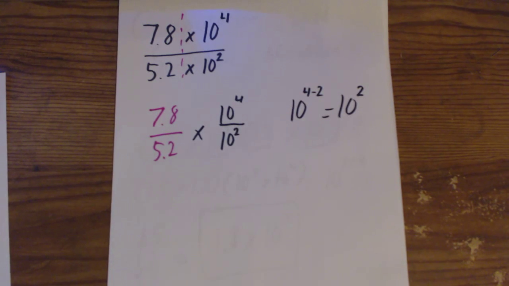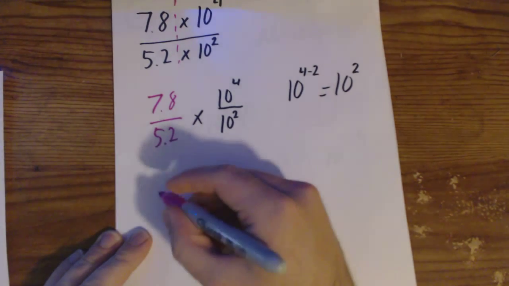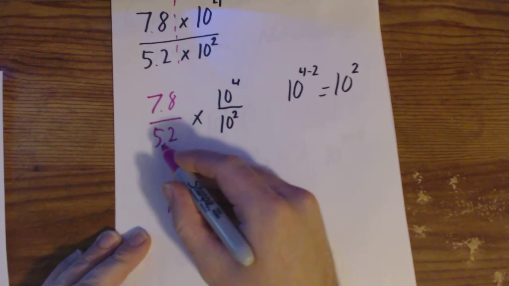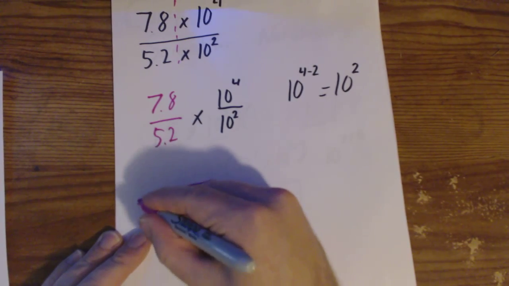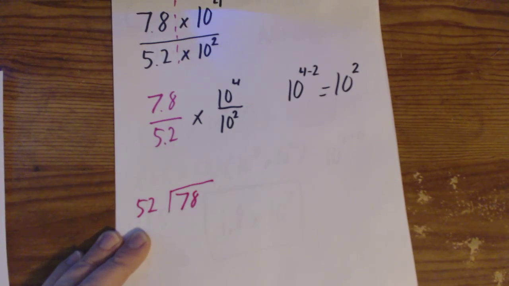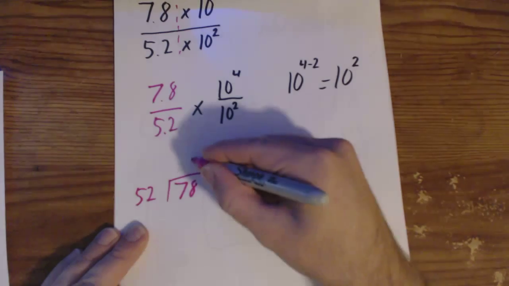But we need to figure out this other side here, the 7.8 divided by 5.2. So, you know, this would be a little bit easier with the calculator, but it's not too bad. When we have a 5.2 and a 7.8, we don't want to divide by something that's a decimal, so we're going to move that decimal over. Change that to 52, and change this to 78. Does it go into 7? No. Does it go into 78? Yes. It goes in there once.